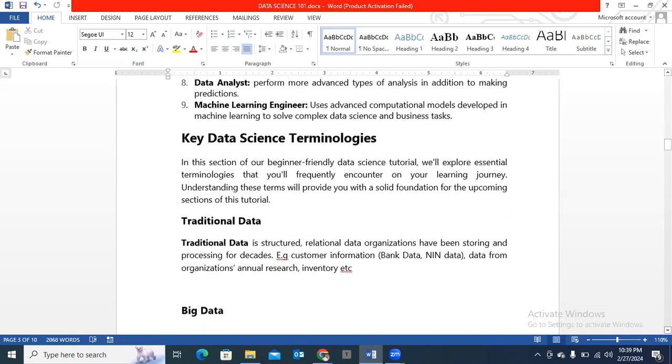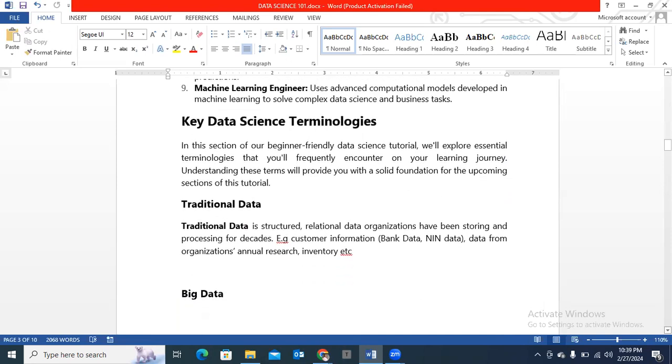Now, key data science terminologies. We'll be learning about the terminologies in data science. You have heard me saying traditional data. What's a traditional data? Structured relational data, organized, stored, and processed for a period of time. But the most important keyword is that it's a structured relational data. A data that has its fields related to each other.